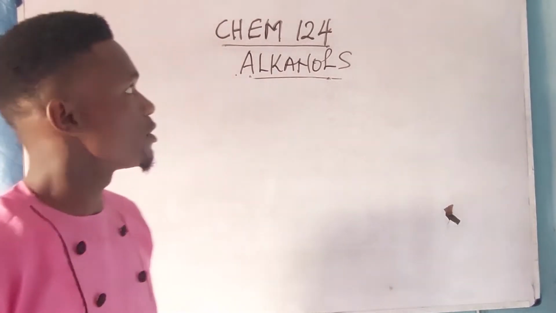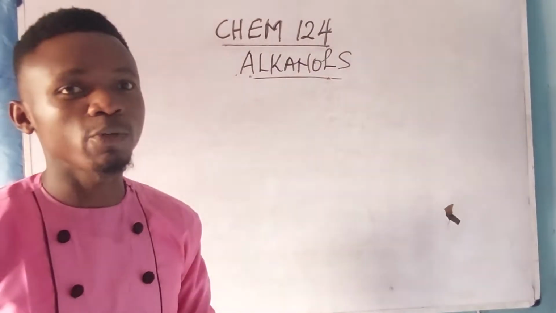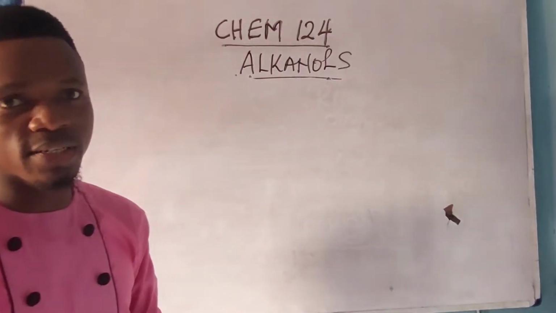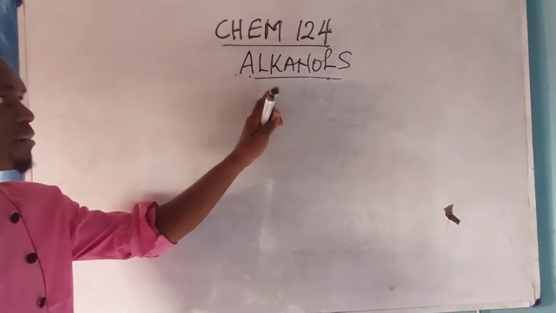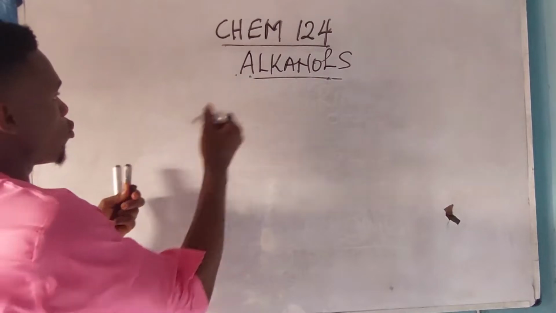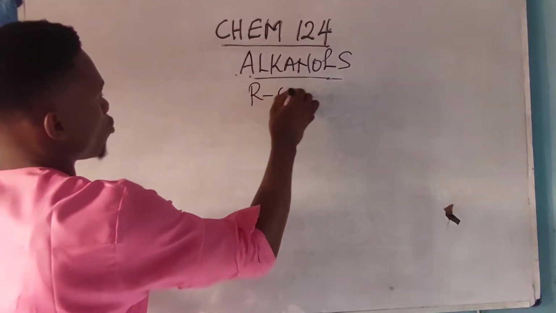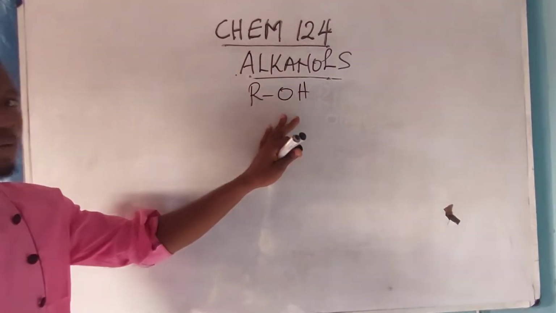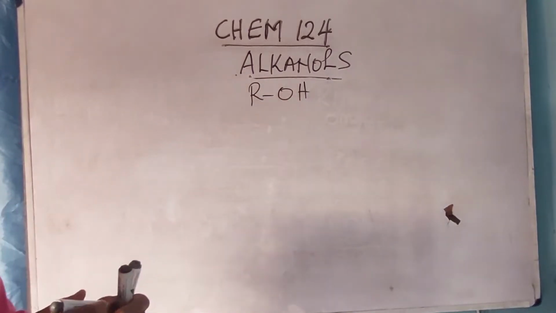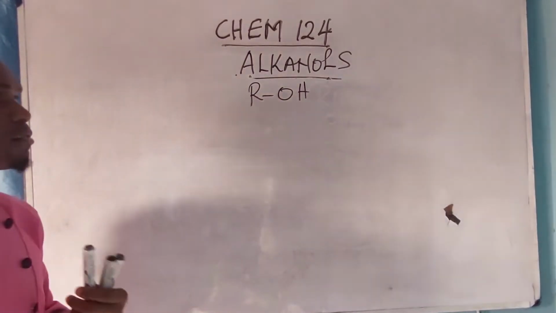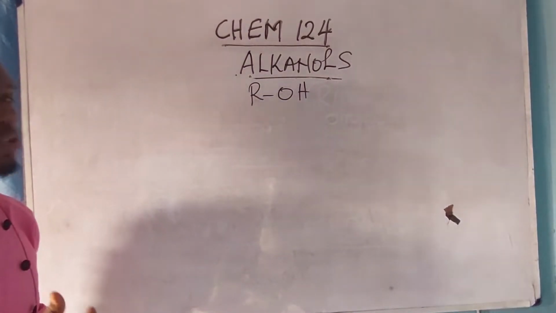This morning I shall be taking on CHEM 1 to 4, a topic called alkanols. Let us get started. Alkanols have their functional group as OH, that is their hydroxyl group. And these alkanols have different states of matter.